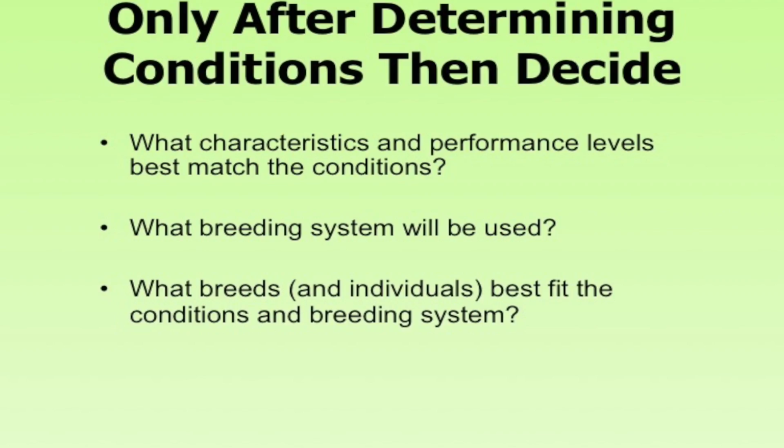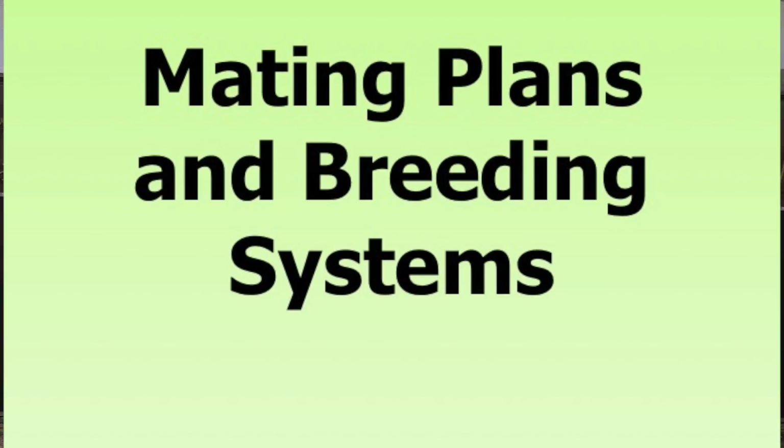Only after we determine the conditions do we decide what characteristics and performance levels are best to match those conditions. What breeding system are we going to use? Are we going to use a continuous or terminal breeding system? And what breeds fit into those conditions in the breeding system? Then we begin to develop mating plans and breeding systems based on the needs of our ranch, what our environment is, what our production and management conditions are, as well as what our market's going to be.